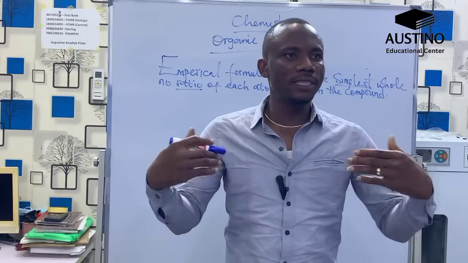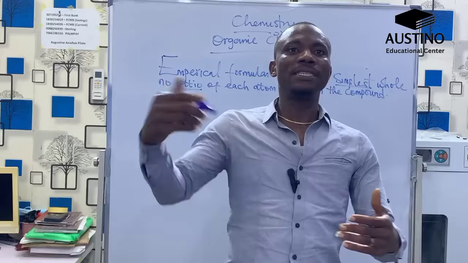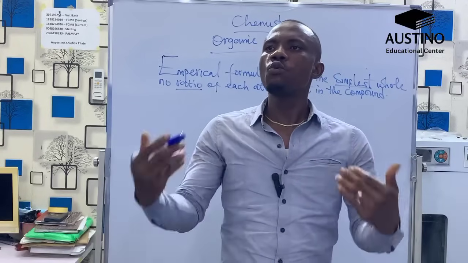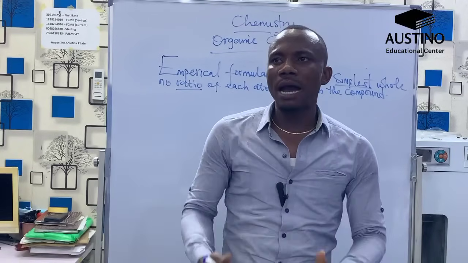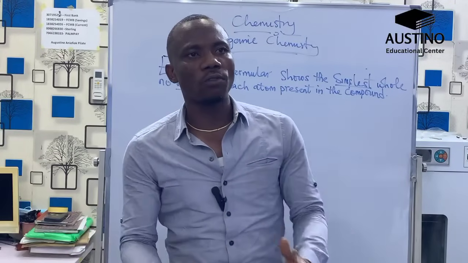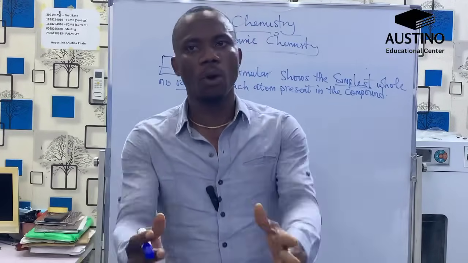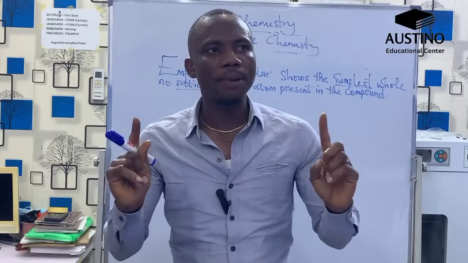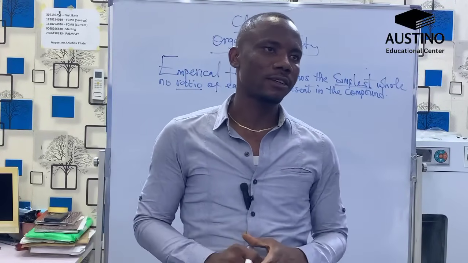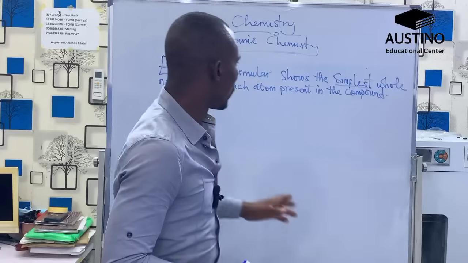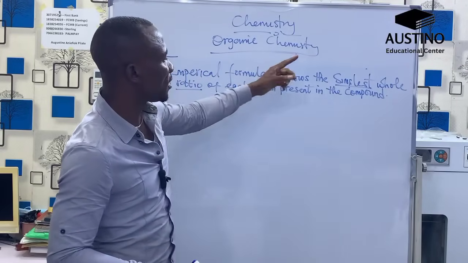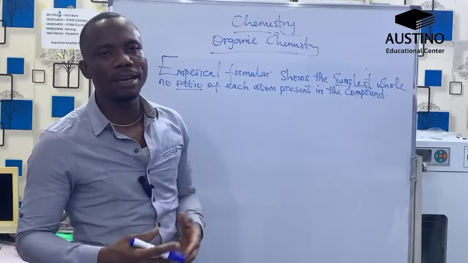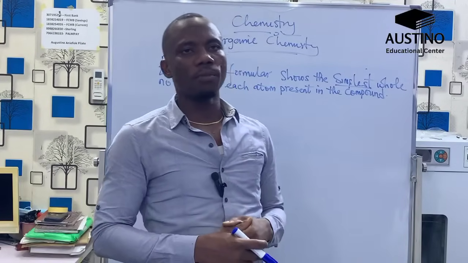And so this ratio must be determined in order to predict which amount of carbon, which amount of hydrogen, and which amount of oxygen is making up these compounds. So the empirical formula becomes necessary. And so the empirical formula shows the simplest whole number ratio of each element present in the compound.